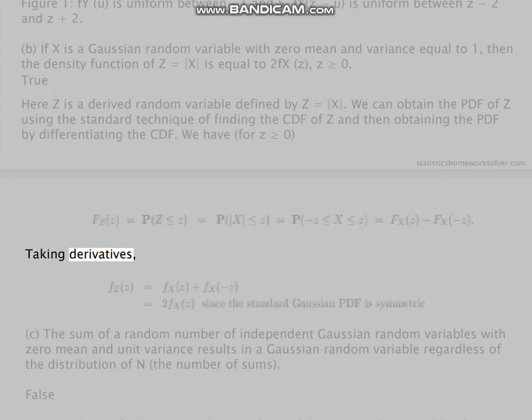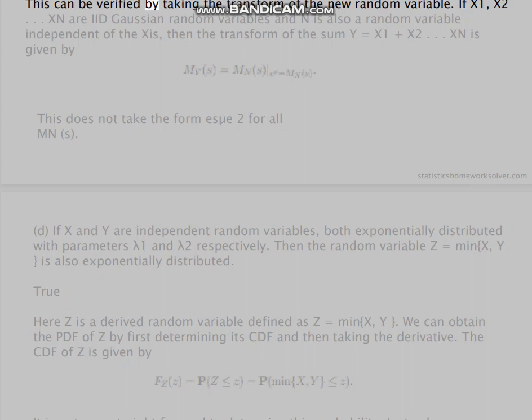Taking derivatives. C. The sum of a random number of independent Gaussian random variables with 0 mean and unit variance results in a Gaussian random variable regardless of the distribution of n, the number of sums. False. This can be verified by taking the transform of the new random variable.